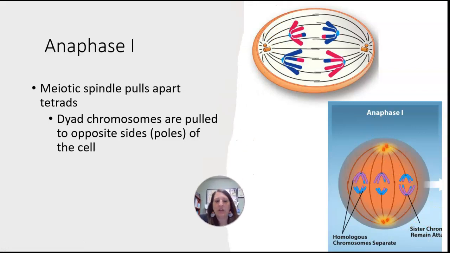Anaphase. So during anaphase 1 of meiosis 1, the meiotic spindle is going to pull the tetrads apart, and the dyad chromosomes will migrate to the poles of the cell. So again, I've got 2 different representative cells here. These were just together, and now they're being pulled in 2 separate directions. And the same thing is happening here. These were all just together, and now they're being separated. So again, tetrads are separated, and dyads migrate to the poles.